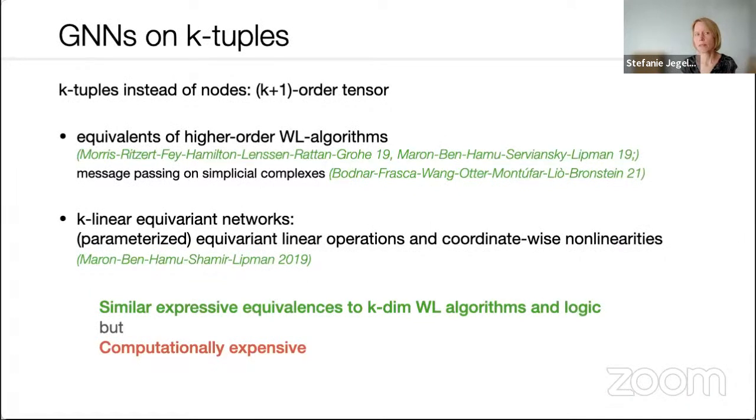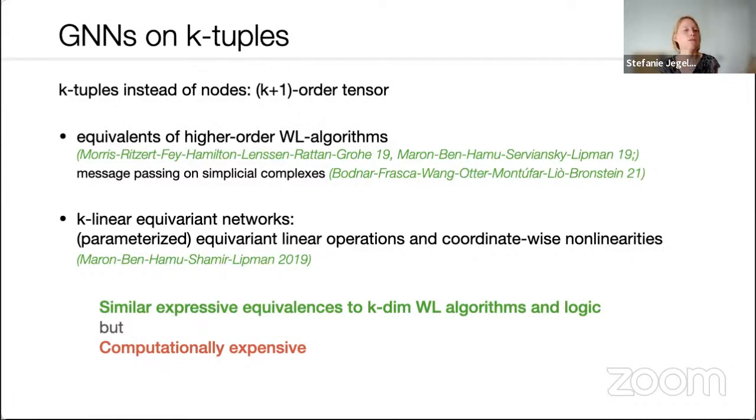The first idea was, well, instead of doing message passing on nodes, let's do message passing on k-tuples of nodes. This means our input is now a kth order tensor, and we get the additional dimension because of the dimension of the input node attributes, or attributes of these tuples. And then we can get graph neural network equivalents of the higher dimensional Weisfeiler-Leman algorithms. There are different ones, and we can get it for all of them.